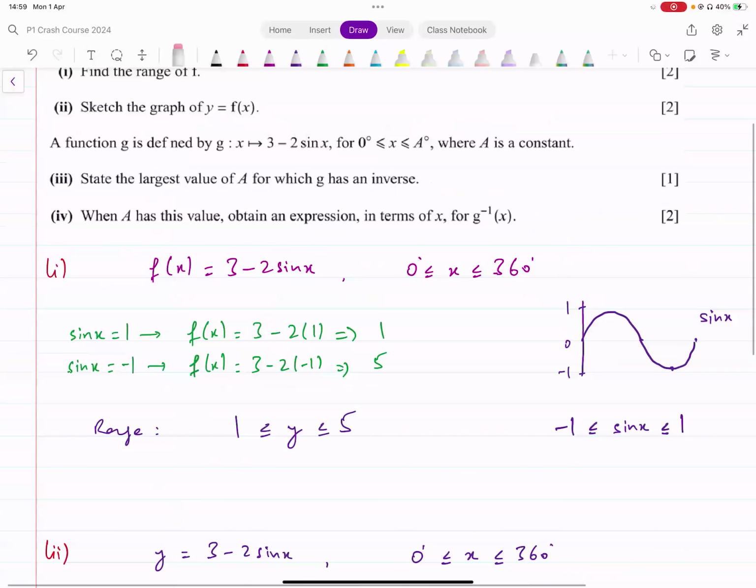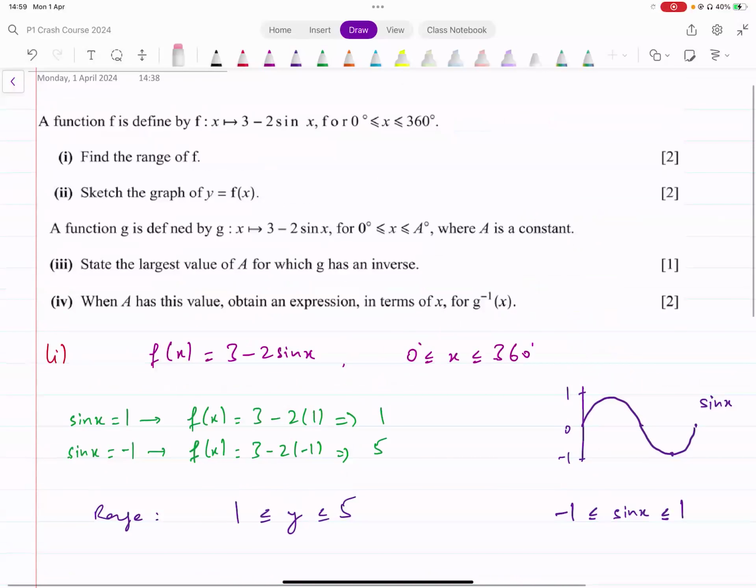Now let's look at the third part. Now it says a function g is defined by g of x equals 3 minus 2 sine x. You see, it's the same expression as before. And it's defined for x between 0 degrees and a degrees. So x is between 0 and a. And what we have to do now is, it says a is a constant. State the largest value of a for which g has an inverse.